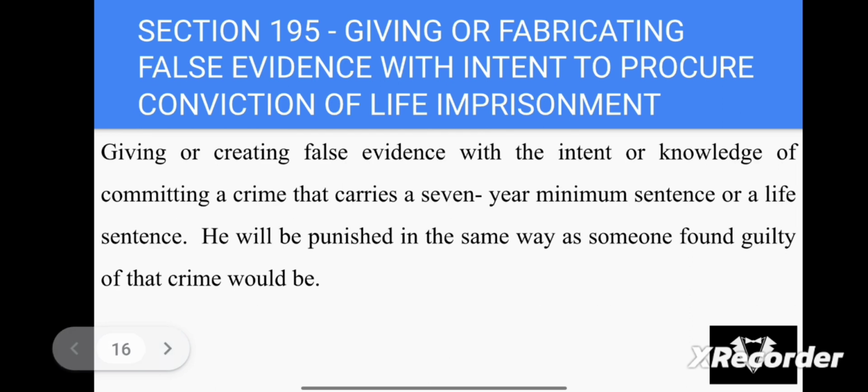Now Section 195. It is giving or fabricating false evidence with intent to procure conviction of an offence punishable with life imprisonment. Giving or creating false evidence with the intent or knowledge of causing a person to be convicted of a crime that carries a 7-year minimum sentence or a life sentence. Such person will be punished in the same way as someone found guilty of that crime would be.